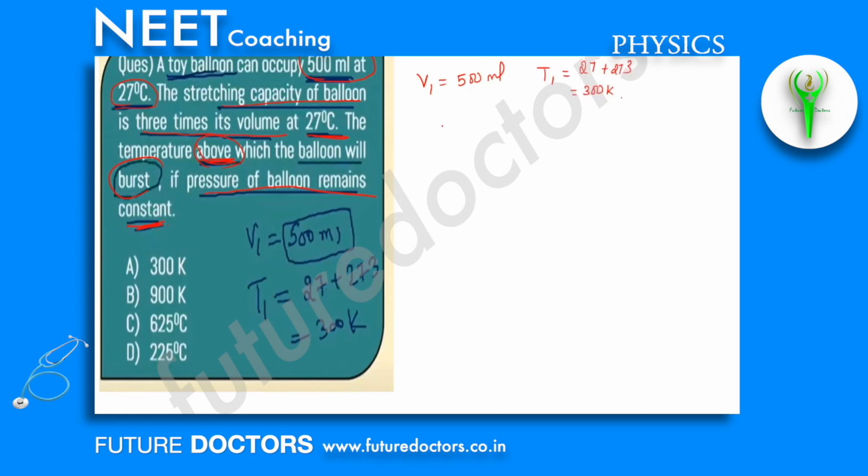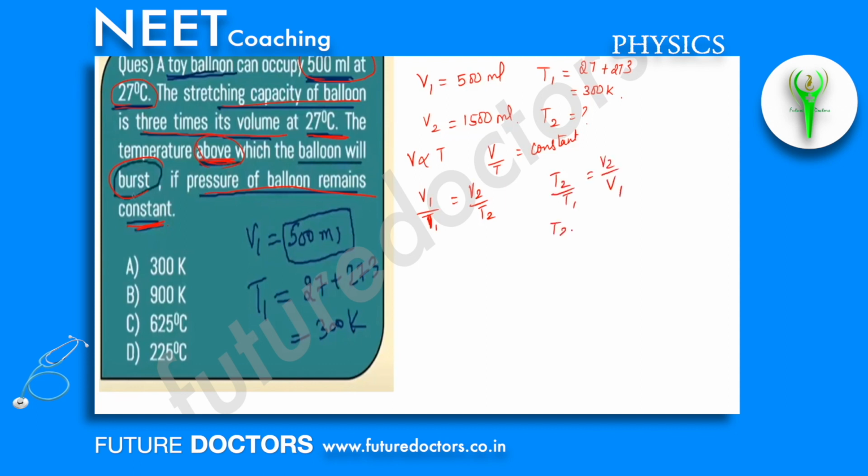The temperature above which the balloon will burst. The stretching capacity of the balloon is 3 times its volume. So V2 is 1500 ml. What is T2, they are asking. We know V is directly proportional to T, or V by T is a constant. So V1 by T1 is equal to V2 by T2, or we can write T2 by T1 equal to V2 by V1.